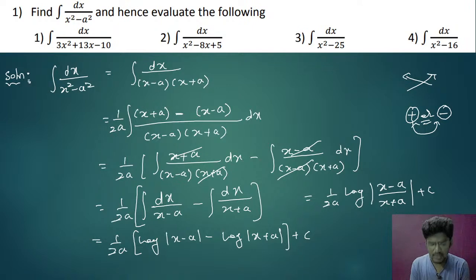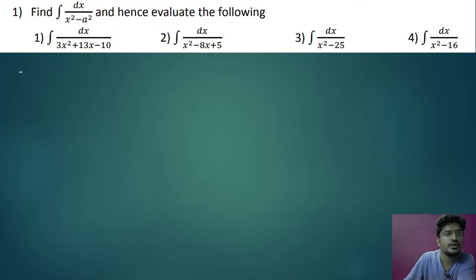So I think everyone has understood this technique of solving integration of dx divided by x square minus a square. If you have any confusions, quickly ask me because it is very, very important. That's why I am asking. If you have any doubts, you can ask, no problem. Otherwise, I will go for the problems on this.